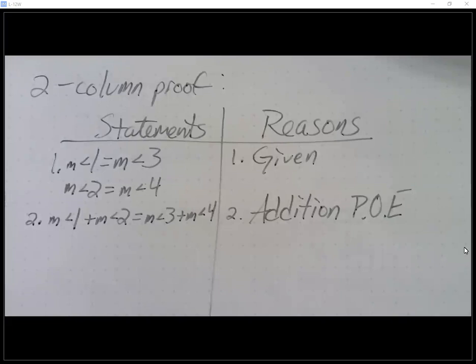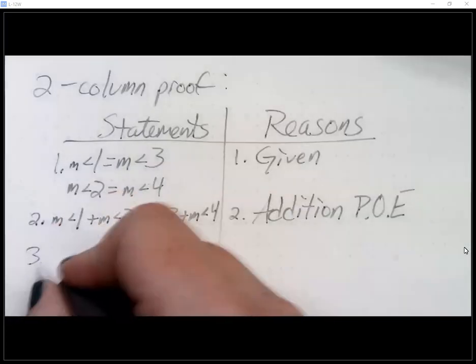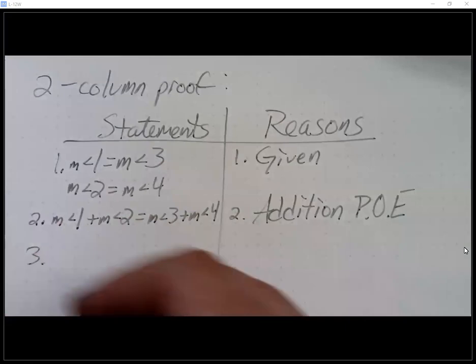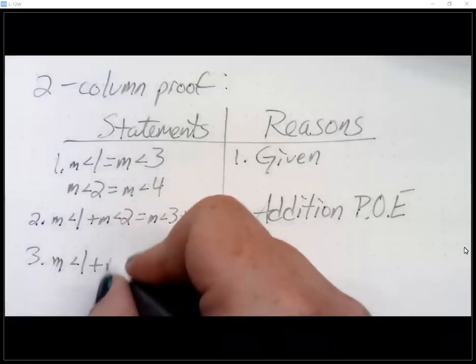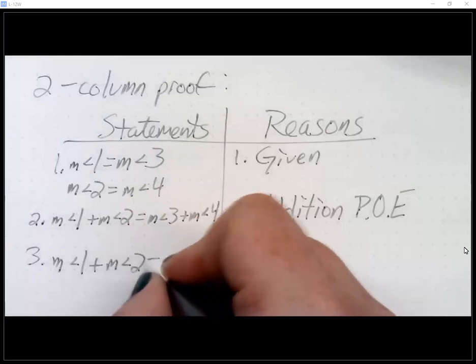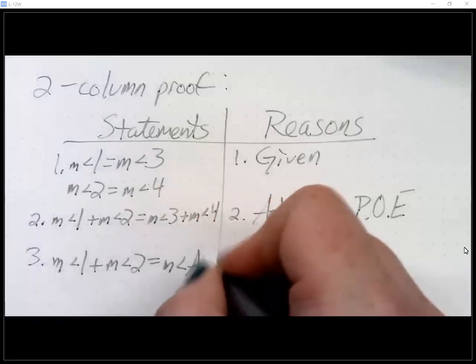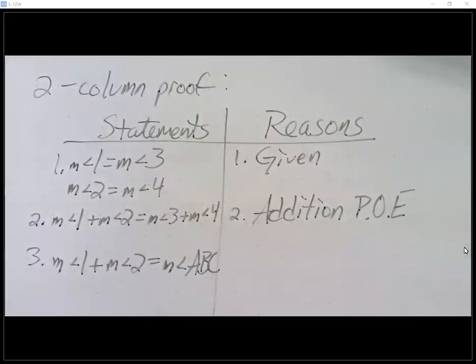We okay so far? All right. So now let's see, what do they have for line 3? Oh, that's interesting. They went ahead and said in line 3 that the measure of angle 1 plus the measure of angle 2 is equal to the measure of angle ABC. Huh. Look at the diagram. Let's take a closer peek at this.